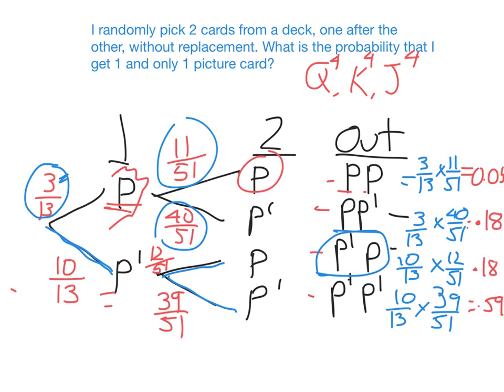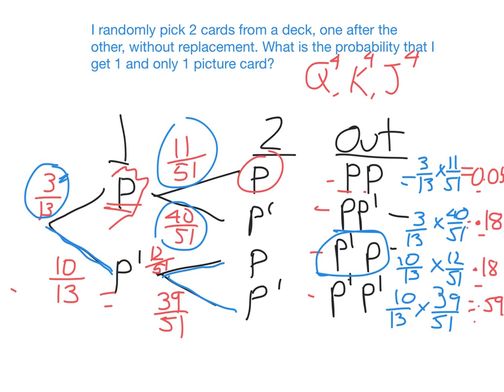Now notice that all of these should add to 1, because the probability that one of them happens is 1. It's certain that one of those outcomes will occur. So they do in this case. 0.05 plus 0.18 plus 0.18 plus 0.59 does equal 1. So I know I'm doing something right.